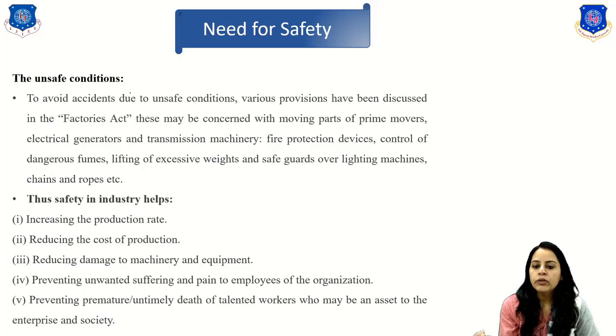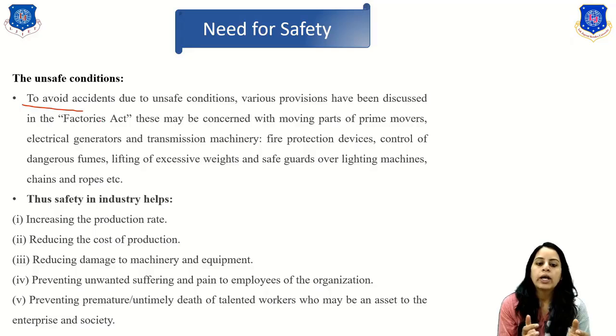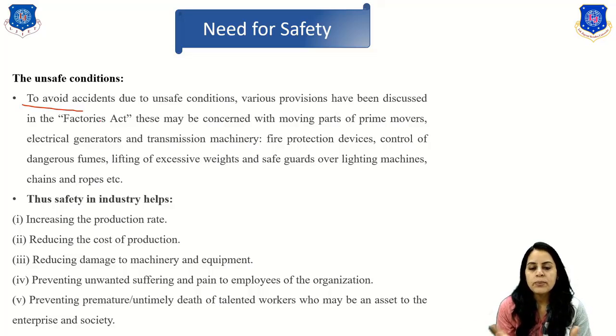And for unsafe conditions, to avoid accidents due to unsafe conditions, various provisions have been discussed in the Factory Act, which comes in the next chapter. These may be concerned with the moving parts of prime movers, electrical generators and transmission machinery, then fire protection devices, control of dangerous fuel, lifting of excessive weight, and safeguards over lighting machines, then chains and ropes, etc.